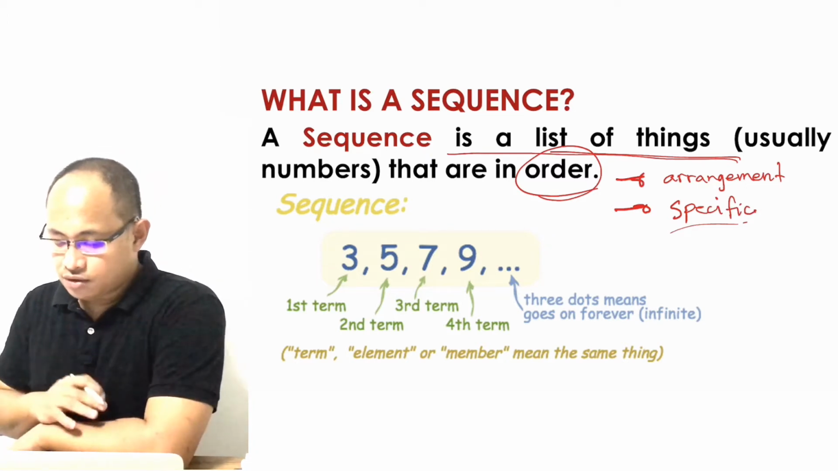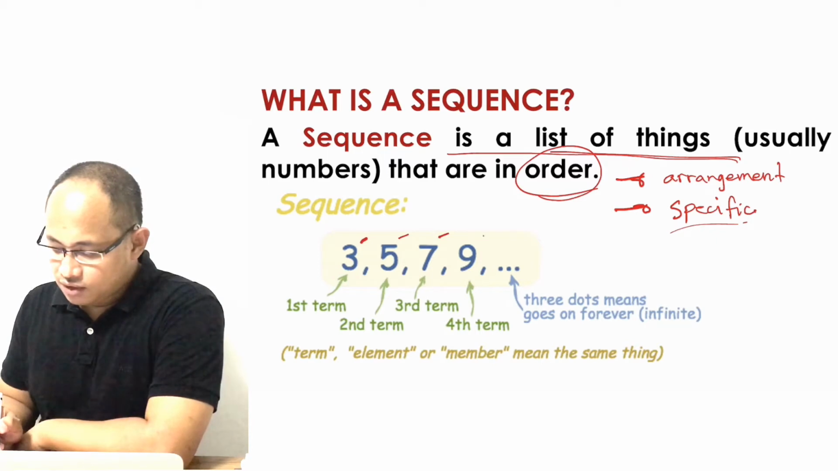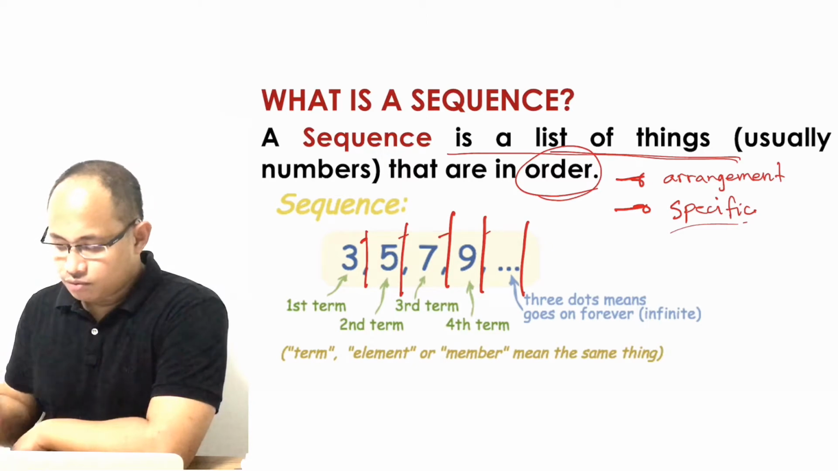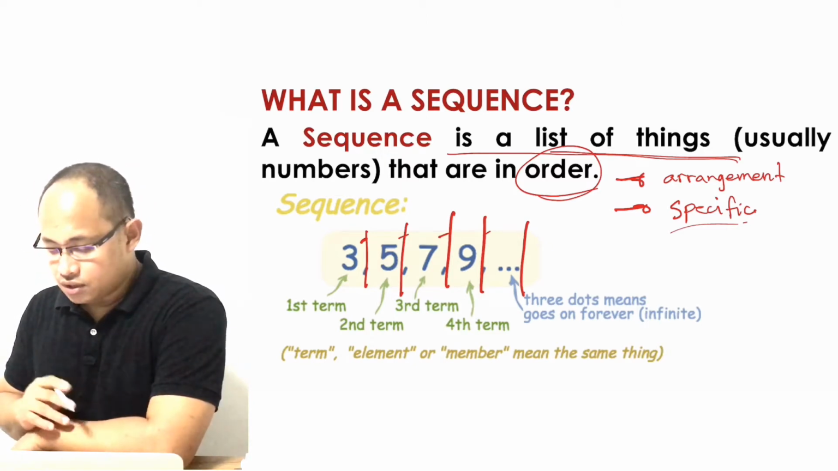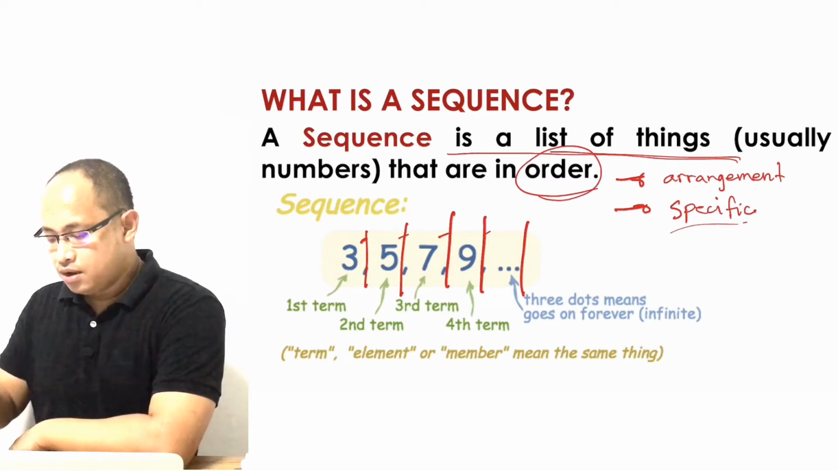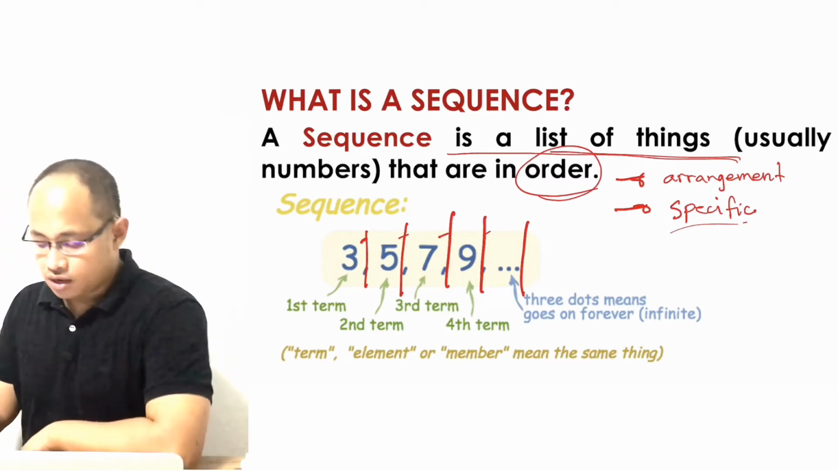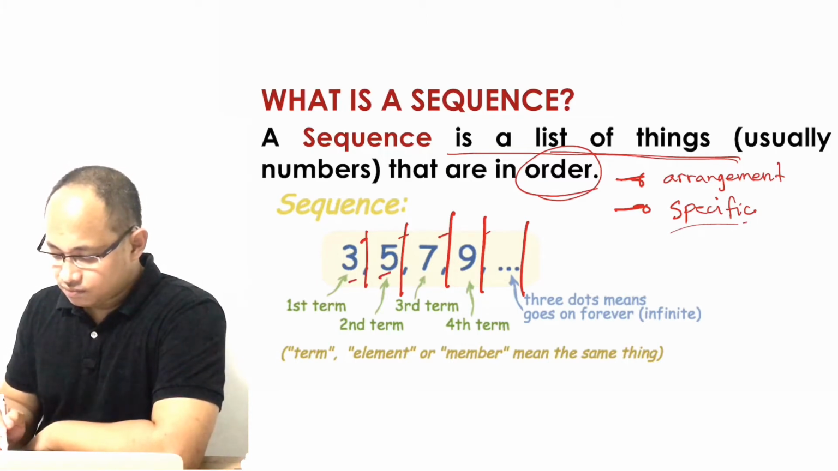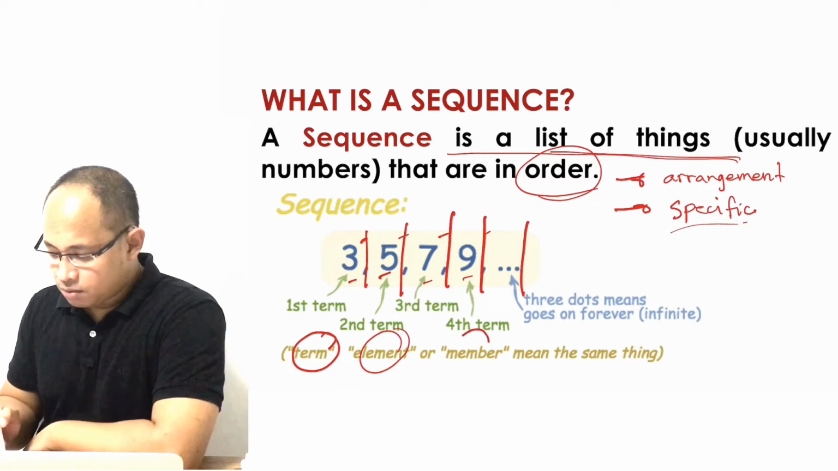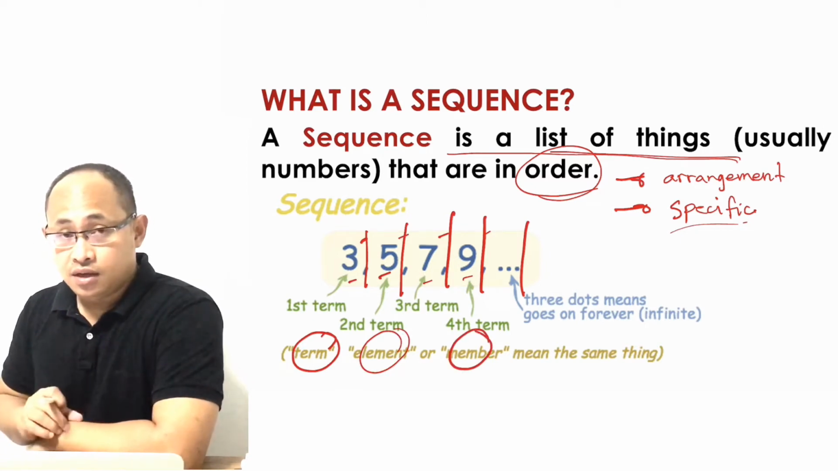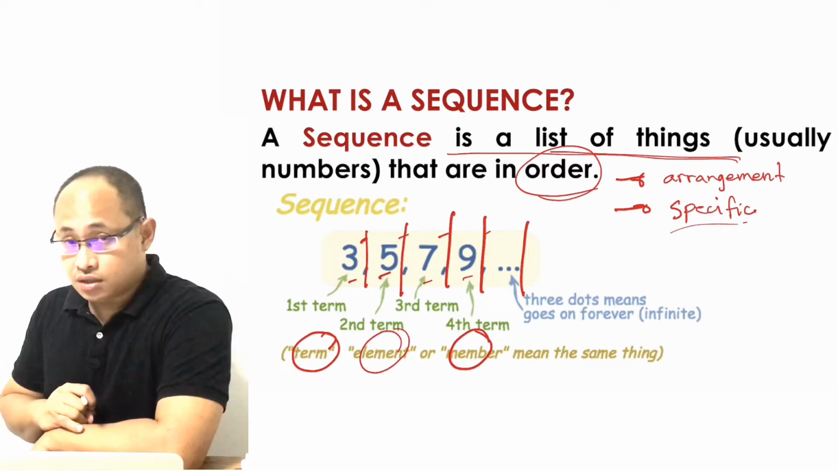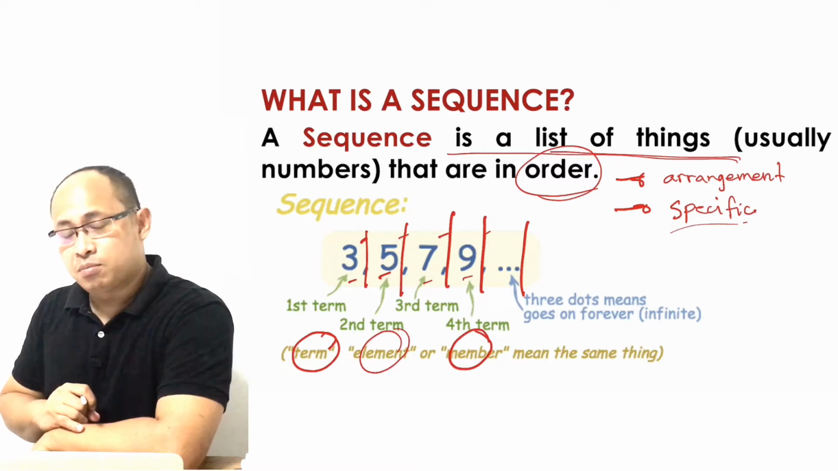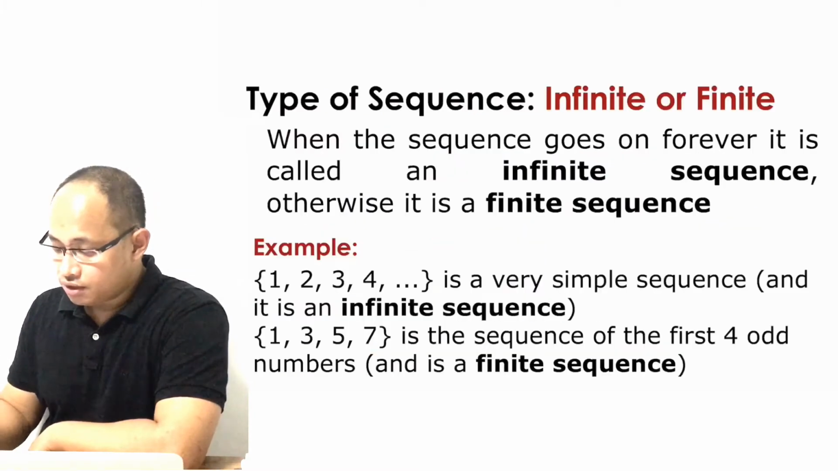For example, you have here 3, 5, 7, 9. If you're going to separate them, the 3 is called the first term, second term, third term, fourth term, and the three dots signify that more numbers are going to follow. Now, these things here are called term, element, or member. You can call them any of the three: first term, second term, or first element, second element, or first member, second member.